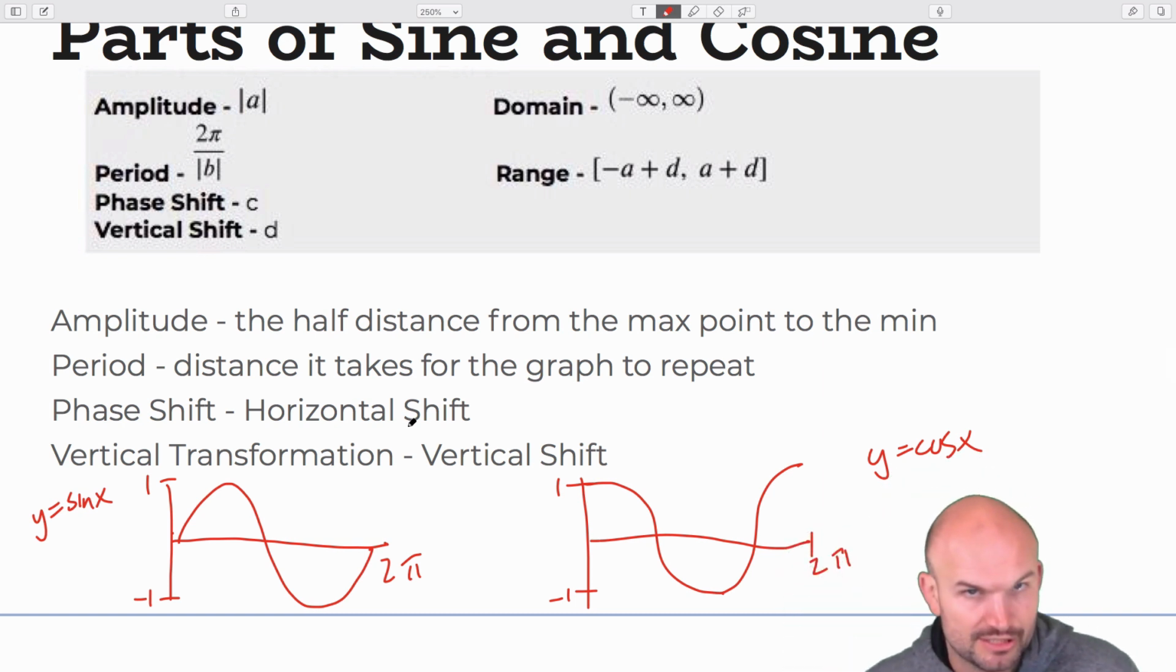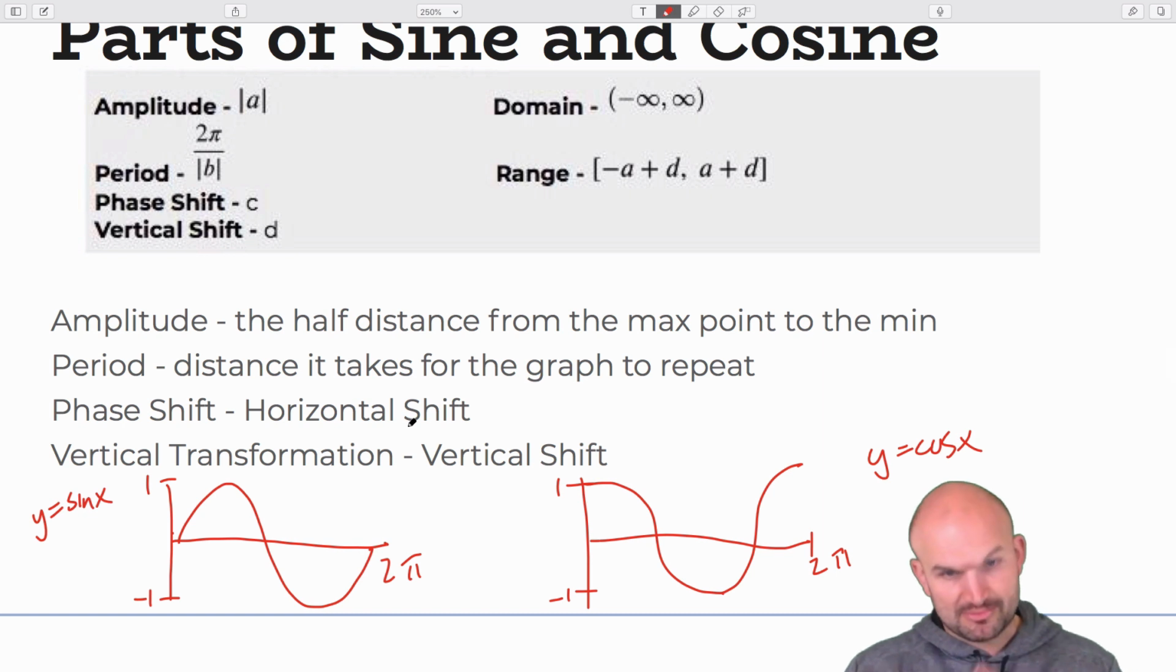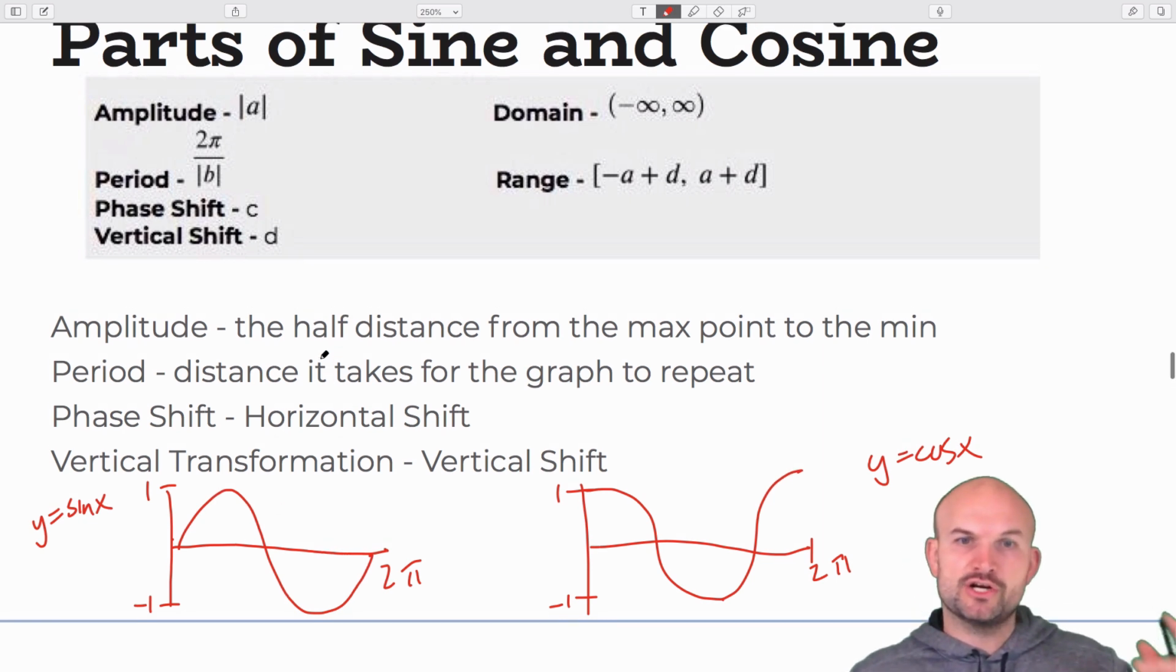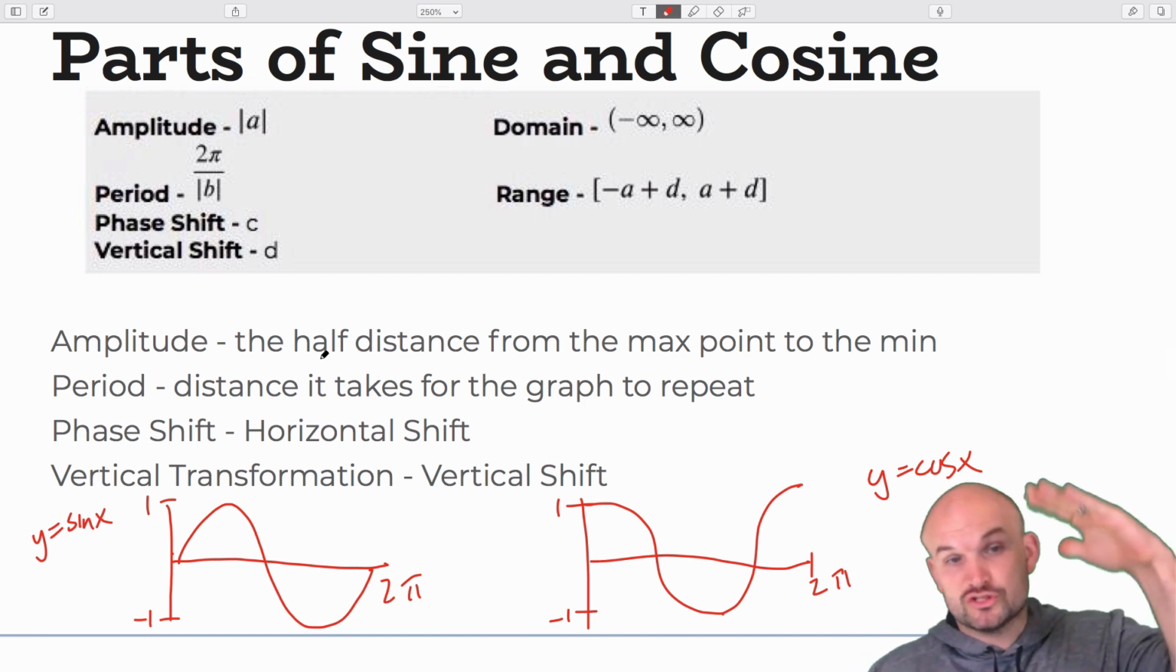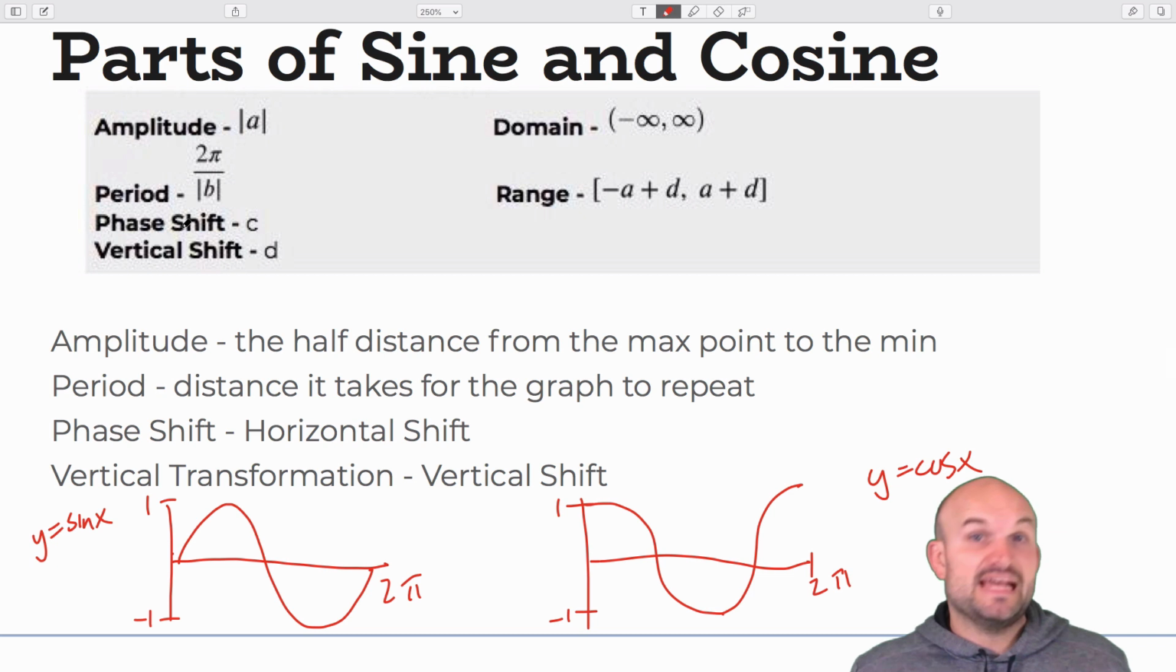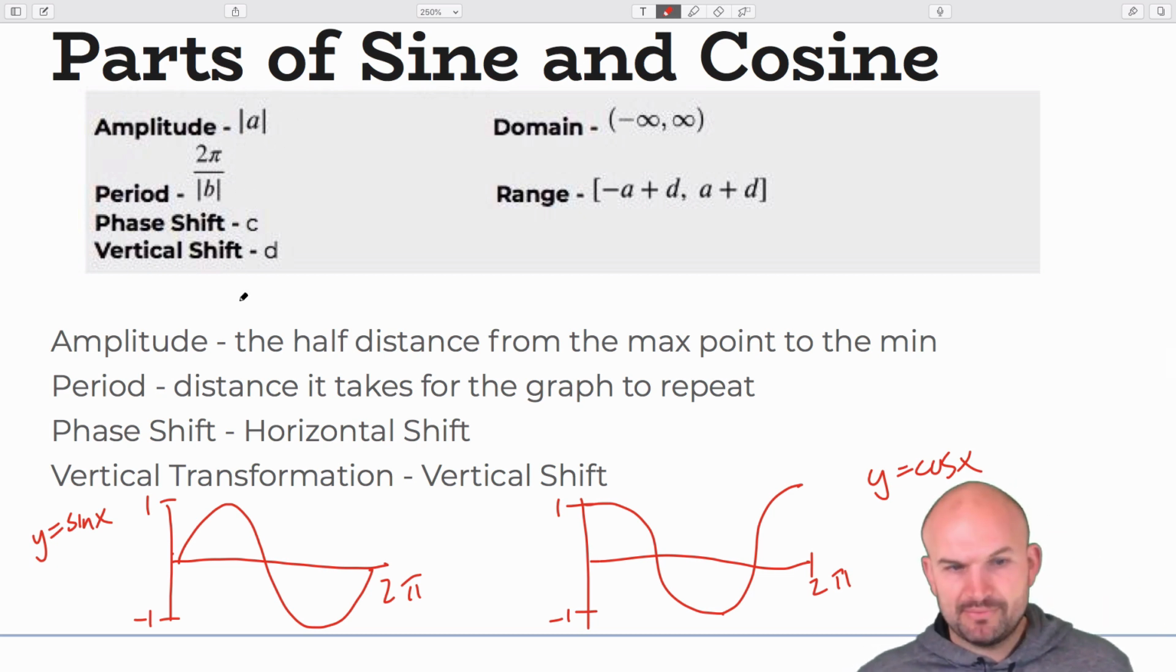Now, that's not always the same, and I'll explain a little bit more why that is the case. But it's just important for us to understand right now how that impacts the graph. It's the vertical stretch in both directions, really. So that's the idea of the amplitude. It's the half distance from the max to the min.